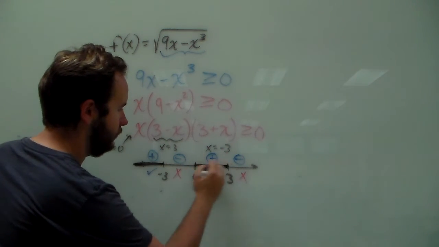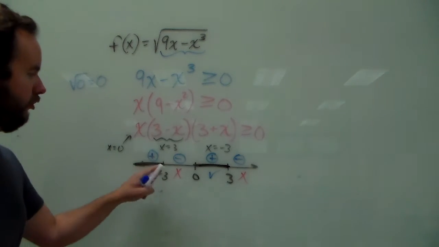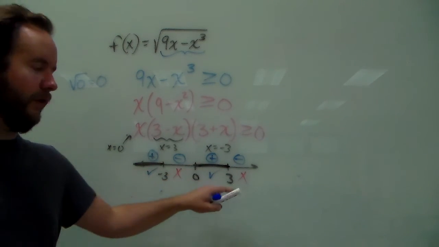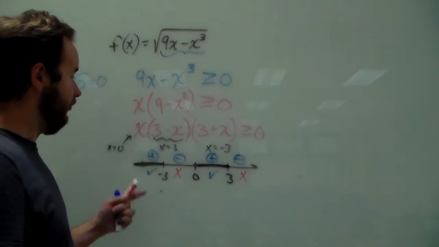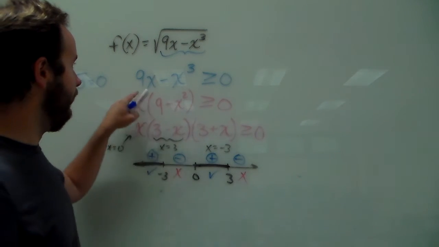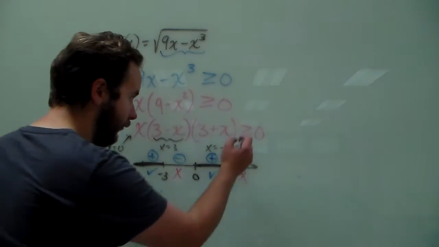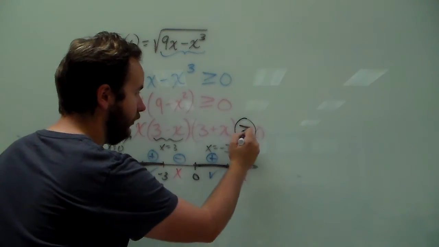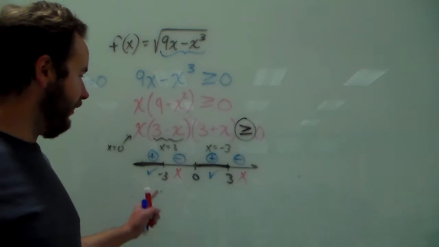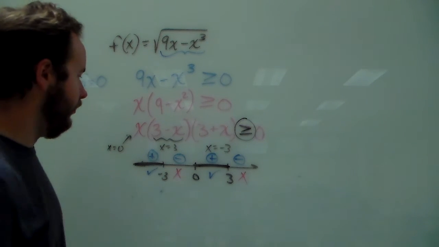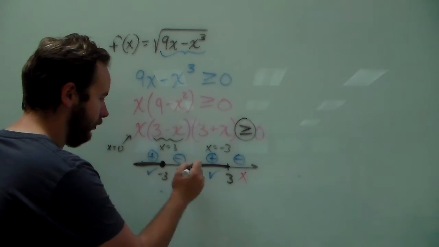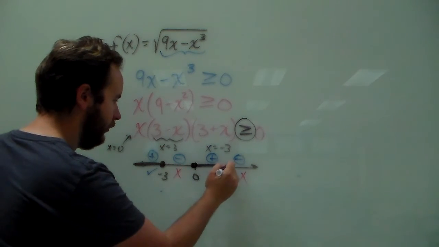and this interval. Now the question is, do I include these endpoints, negative 3, 0, and 3? Well, of course I do, because if I plug in negative 3, 0, and 3 into any one of these factors, I get 0. Is that okay? Yeah, of course it's okay. I have greater than or equal to 0 here. So that means I'm allowed to plug in the values that cause it to be 0, namely negative 3, 0, and 3. They are included. So I'm going to put closed circles on those points.